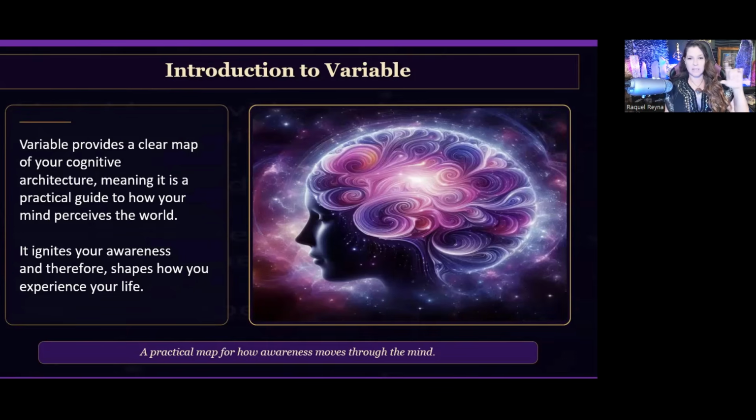Variable is a clear map of your cognitive architecture, meaning it's a practical guide to how your mind perceives the world. It ignites your awareness and therefore shapes how you experience your life. It's a practical map for how the awareness moves through the mind.